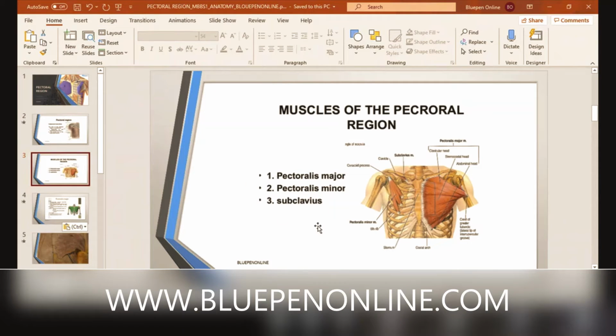So you can learn the muscles. One more muscle is the serratus anterior. That is not fully the pectoral region, but we can consider it as a pectoral region muscle also. So in this group, we can learn the serratus anterior also. So pectoralis major, pectoralis minor, subclavius and serratus anterior. These are the muscles seen in the pectoral region.